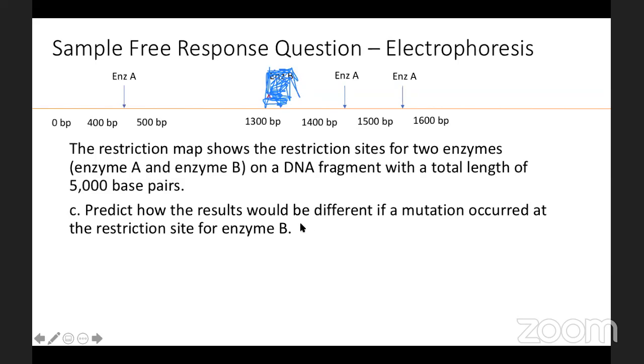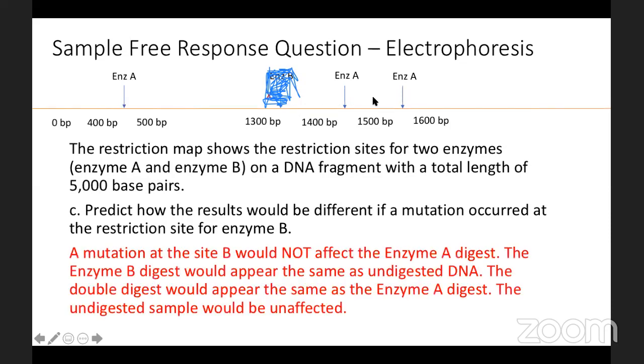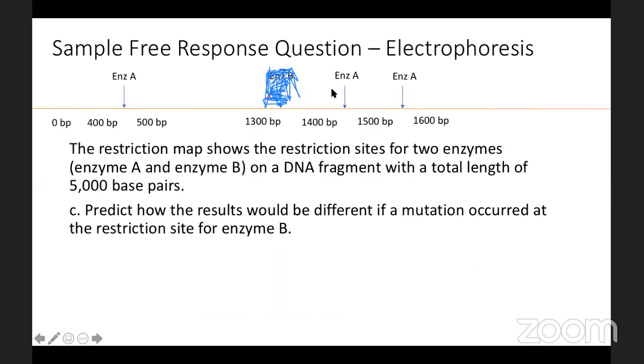And now they're asking you what will happen for each of the digests that we did before. So for A, what would happen if you digested with B? What would happen if you digested with both? And then what would happen if you did not digest at all? So for A, are our results going to be different, right? Probably not because A doesn't involve the restriction site for B, so it doesn't matter. So we're probably going to get the same result.